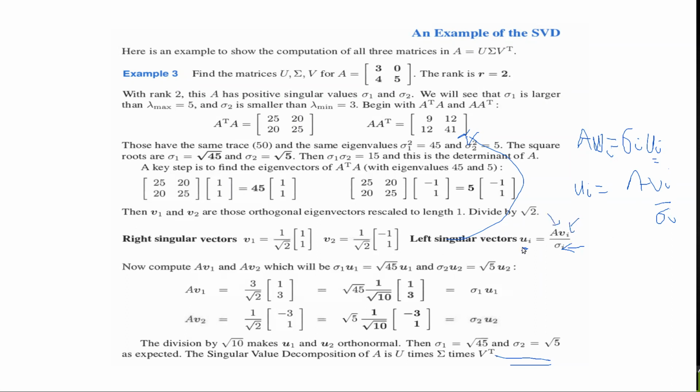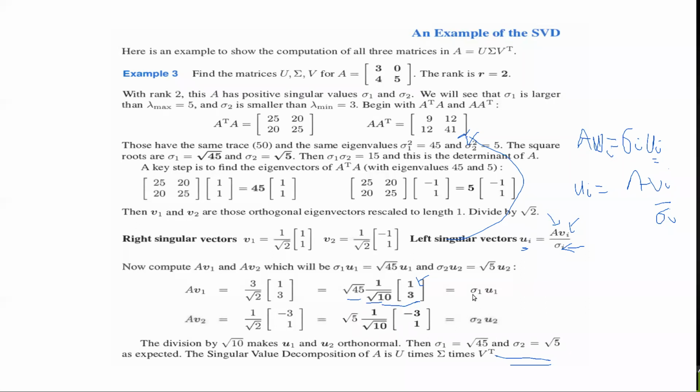So we can find the left singular vectors. v1 is the numerator, and once we do the computation, we get u1. Now we're also dividing by the square root of 10, because we want to make this u1 a unit vector. Okay, so this is the whole thing.